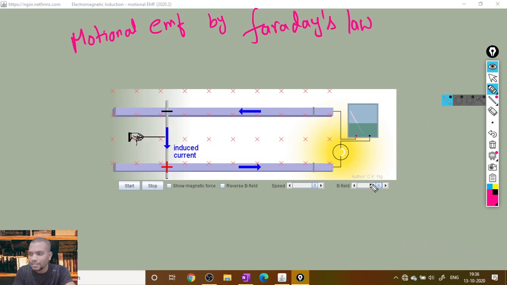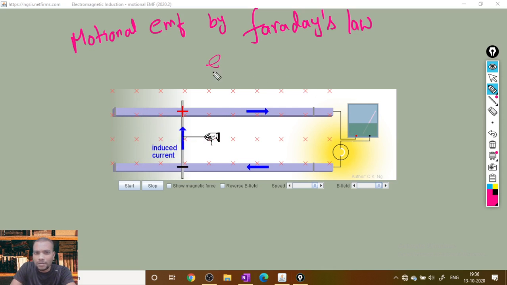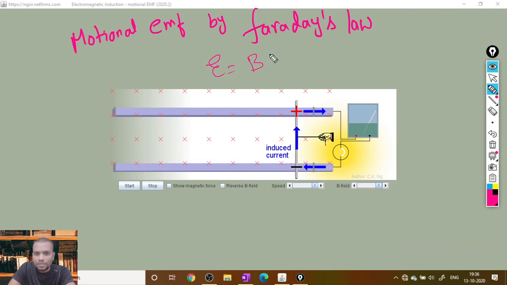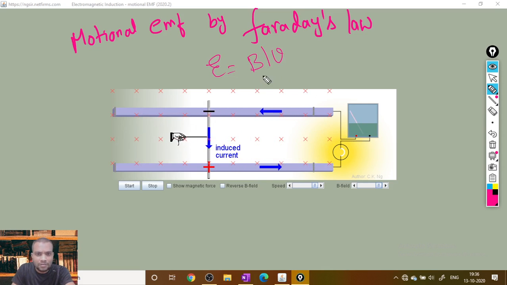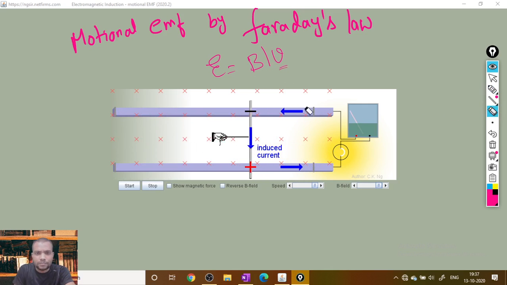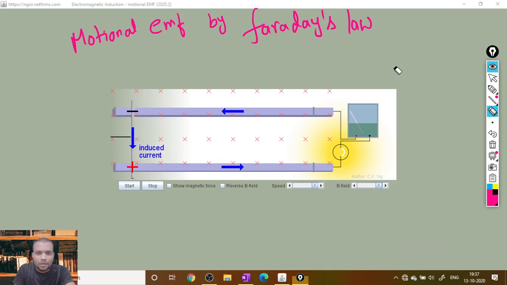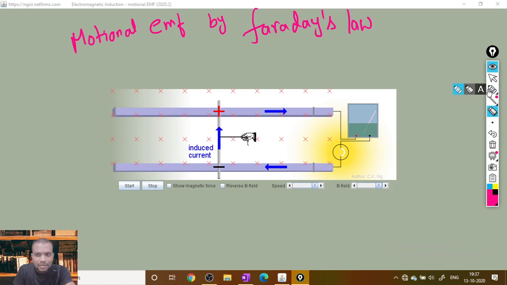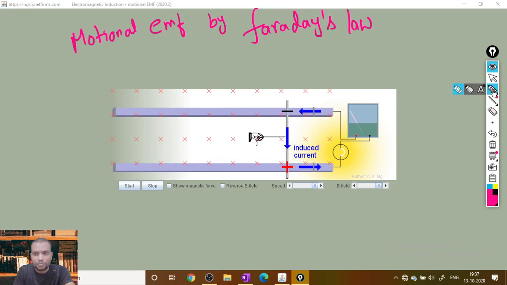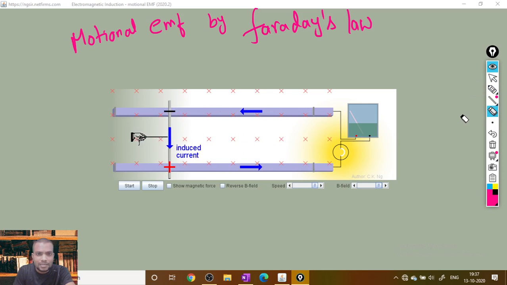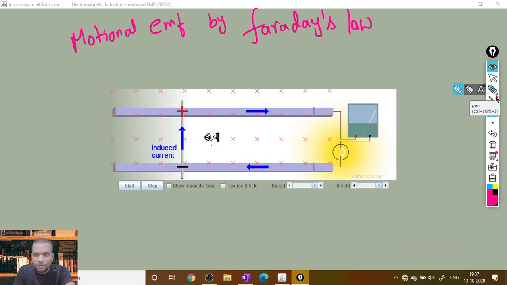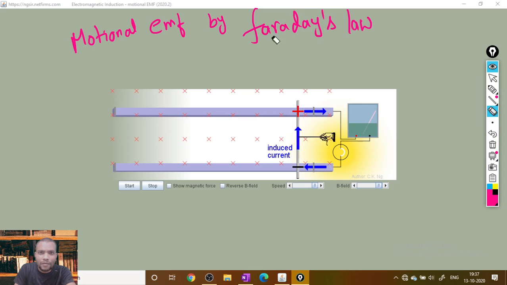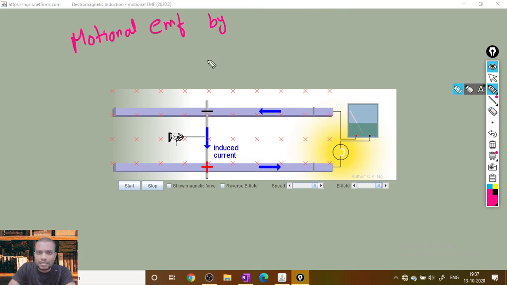And we got the final expression for induced EMF, E equal to B times L times V. B is the strength of the magnetic field, L is the length of the movable conductor, and V is the velocity at which we are moving it. We got the direction of induced current by using Fleming's left hand rule. In today's class I would like to discuss the same motional EMF, but not by Faraday's law, rather by Lorentz force.